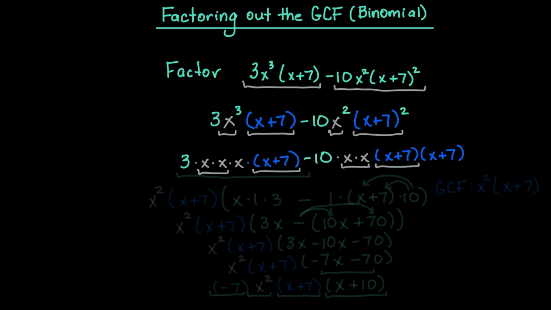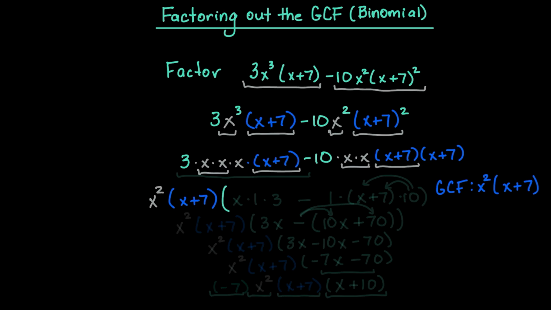And then 3 and 10 are relatively prime. They do not have any common factors. So our GCF is x squared times x plus 7. Okay, so we're going to factor out x squared times x plus 7.